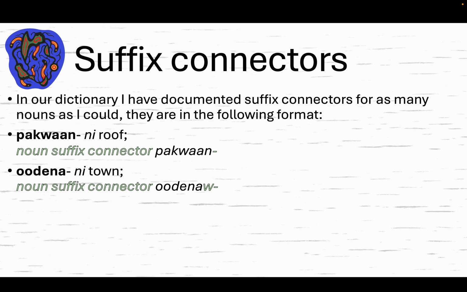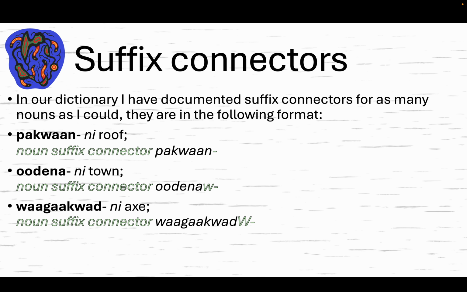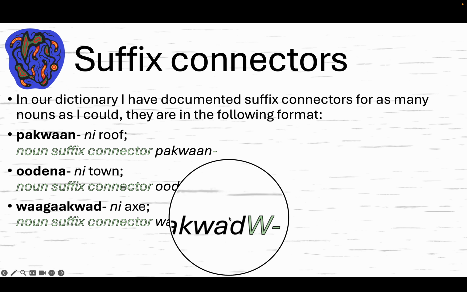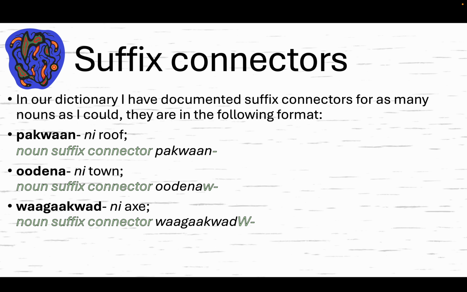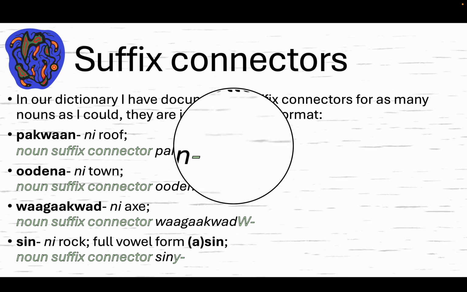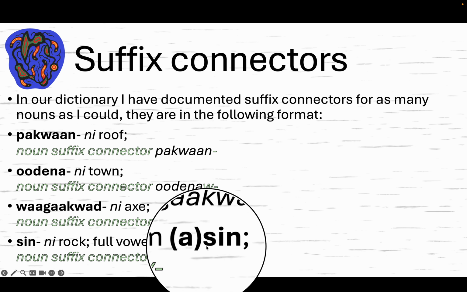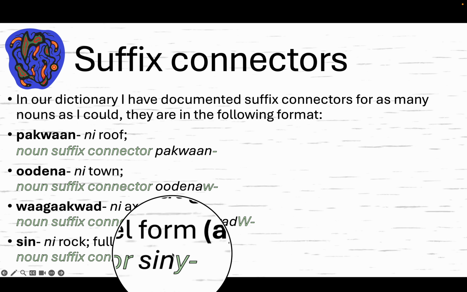The next word is Odana, which means town. As we can see here, it has a lowercase w suffix connector. The next word, Wagaquod, is our word for axe. It has a capital W suffix connector, which will be different from the lowercase w suffix connector. The next word we have is sin, which means rock. It has a full vowel form. There's a D-stressed A sound in front of the word, and its suffix connector is a Y sound at the end.